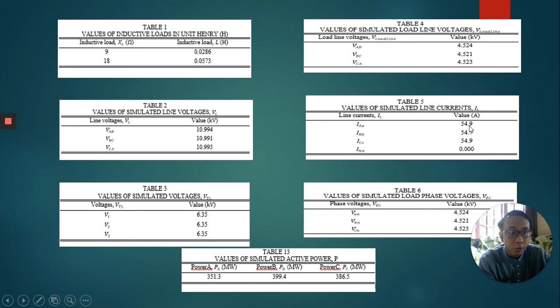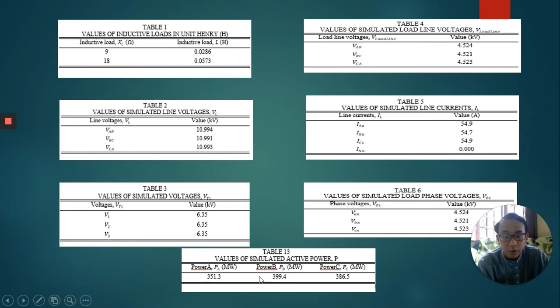So we got 54.9 ampere, 54.7 ampere, and 54.9 ampere. And for the value simulated load phase voltage, VAN is equal to 4.524 kilovolt, for VBN 4.521 kilovolt, and for VCN 4.523 kilovolt.